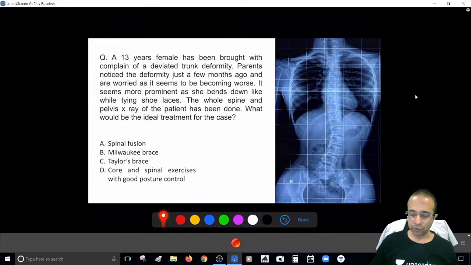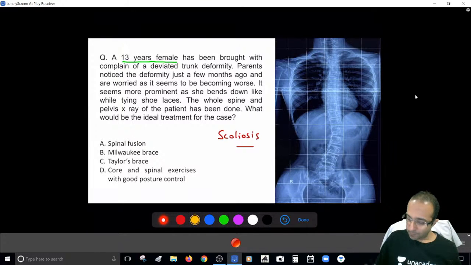The girl has had a whole spine and pelvic x-ray done. This x-ray is in front of you. Scan through it, have a good look. Now you have to tell me what would be the ideal treatment you would choose for this case. This case of scoliosis, there's a sideways bending of the spine, which you can very well notice. It's a 13-year-old female. The deformity becomes more prominent as she bends down. All things are clearly written in front of you, and now you have to help me out as to what would be the appropriate management.